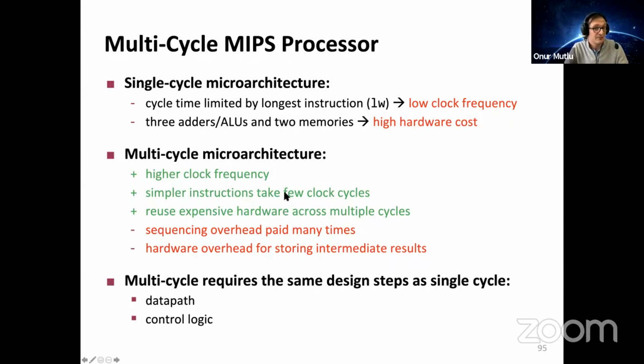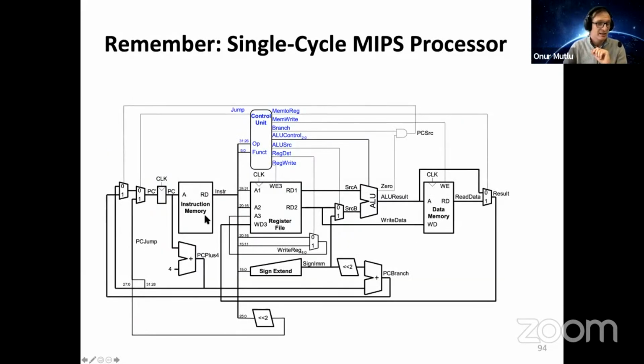Simpler instructions will take fewer clock cycles, and we're going to reuse expensive hardware across multiple cycles, as we will see. Basically, we're going to reduce the 3 adders to 1 adder and 2 memories to 1 memory. So if you go back to single cycle, this is instruction memory, this is data memory, that's going to be 1. We're going to reduce these. This is a PC adder because you need to increment the PC, as you can see. This is ALU, and this is the target calculation adder for PC. Instead of having 3 adders, we're just going to have an ALU.